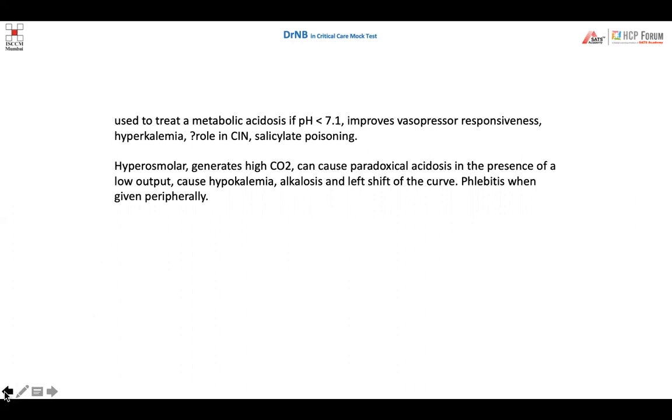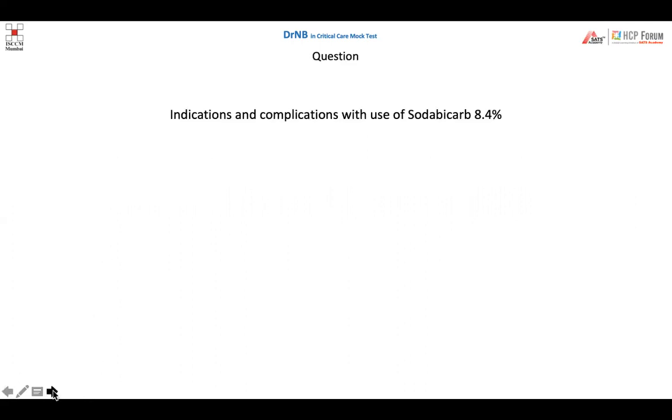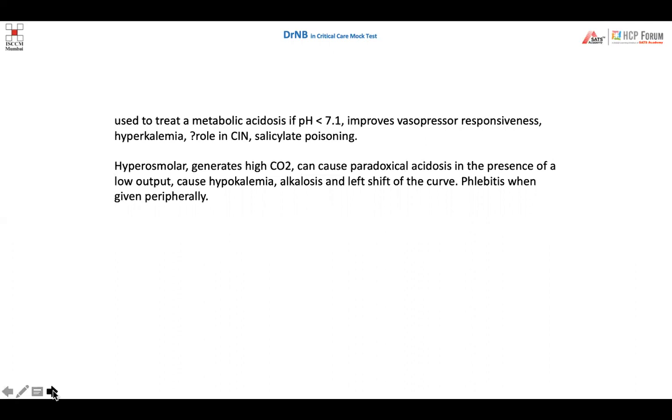The complications that we face with the use of bicarb are because it has high sodium content. It is hyperosmolar, and it causes paradoxical intracellular acidosis, increases CO2 production, causes hypokalemia, alkalosis, and shift of the oxygen dissociation curve to the left. Phlebitis can also occur. It can also lead to hypernatremia and fluid overload in patients who have a low EF.